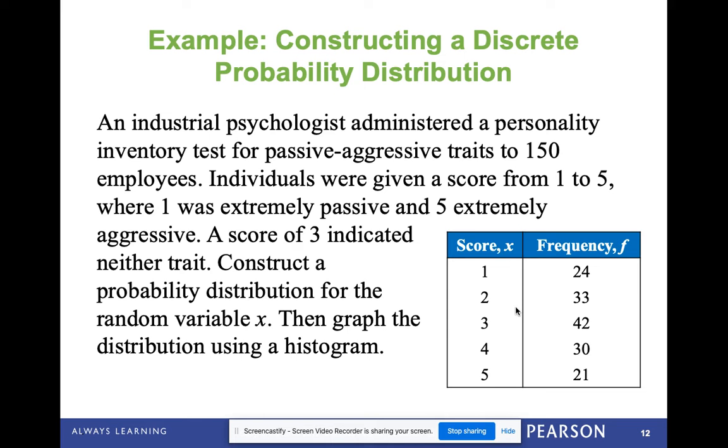What's represented on the right is the table. Here, our random variable x is the scores, and the frequencies give you a total of 150 if you add them all up. To construct a probability distribution, the scores on your left represent your x, and your probability would be the empirical probability for each. So it's going to be 24 out of 150, 33 out of 150, 42 out of 150, 30 out of 150, and 21 out of 150.